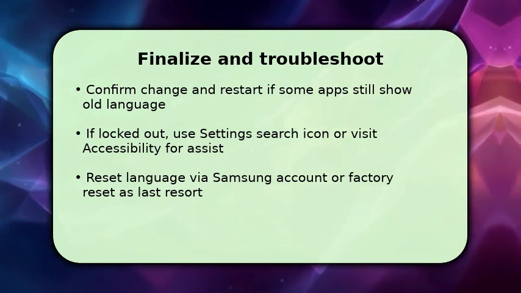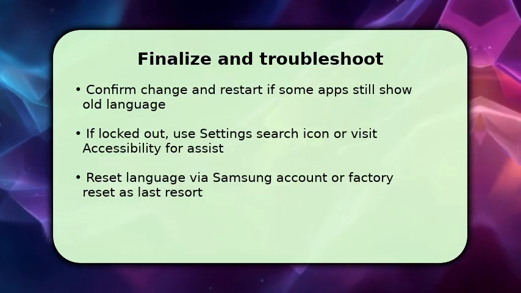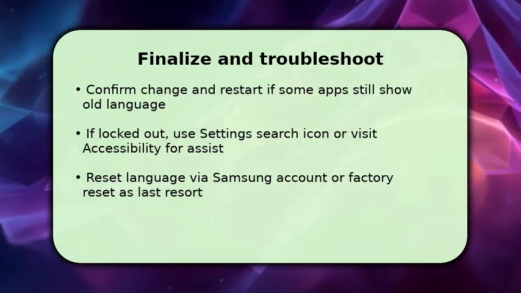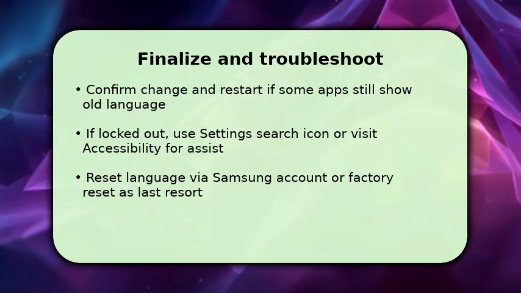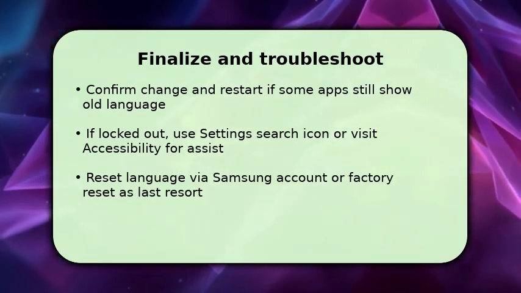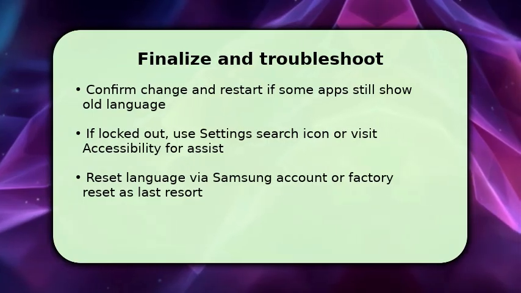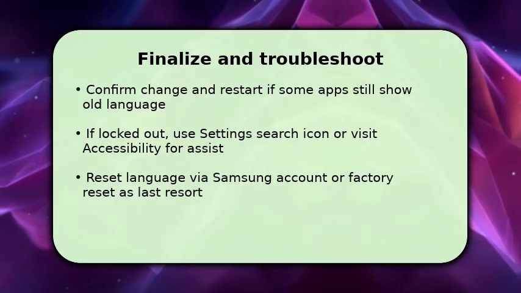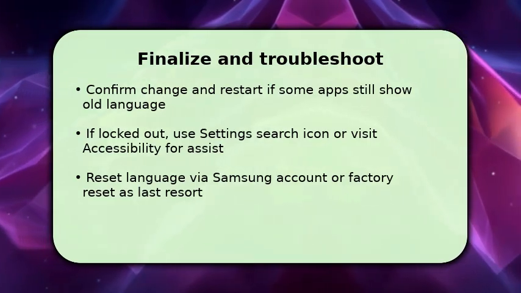If you can't find settings because the language is unfamiliar, use the settings search icon, type a familiar word like language in English, or enable accessibility voice prompts to guide you. As a last resort, sign in to your Samsung account to push settings or backup and factory reset. Reset only after you've exhausted other options.